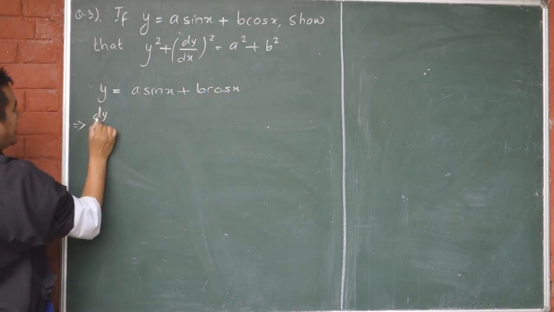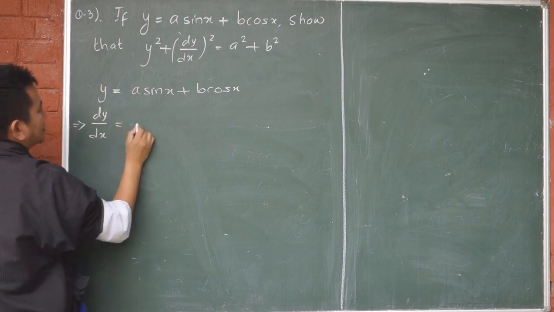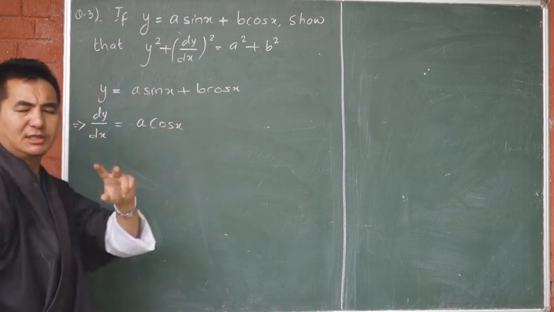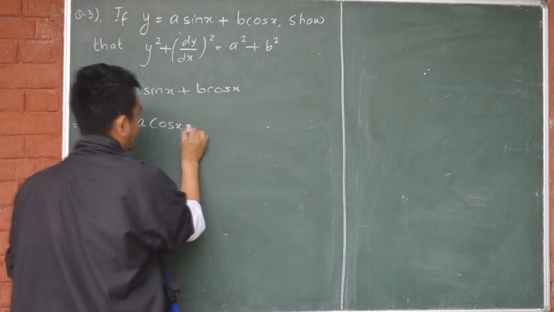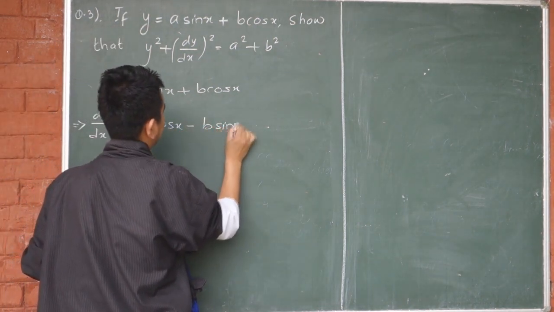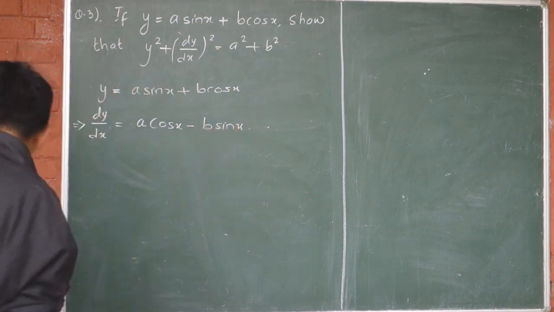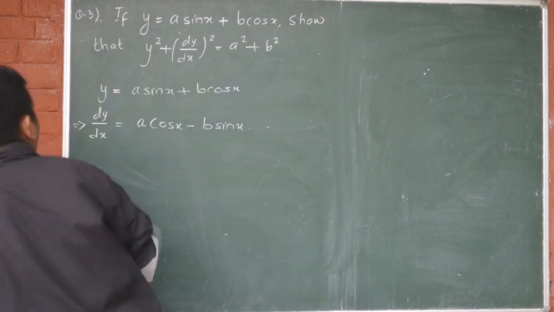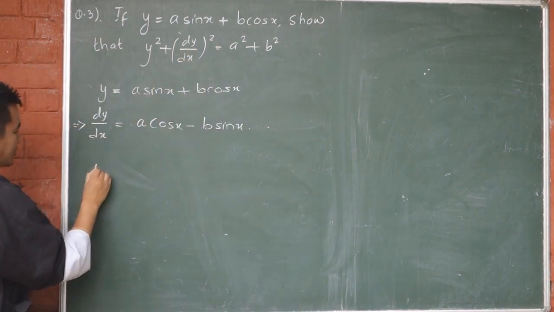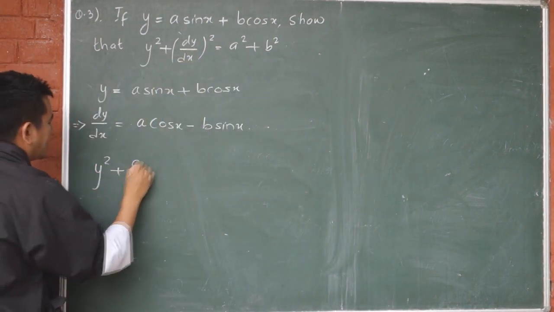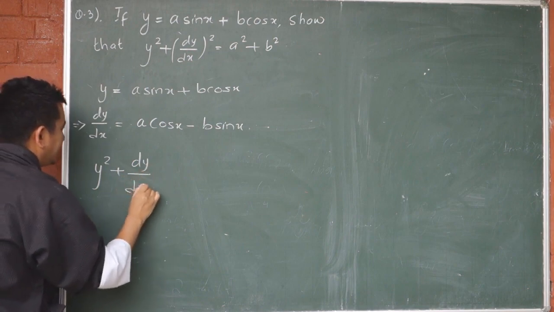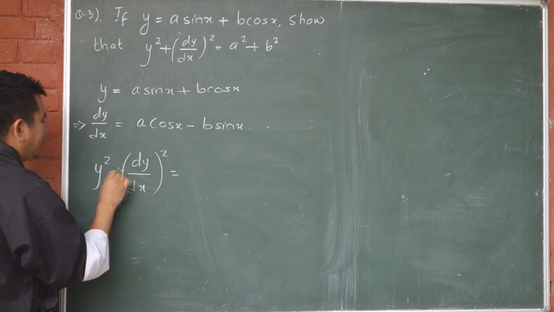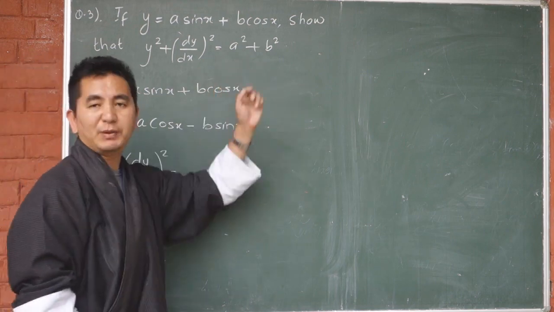That implies dy by dx is equal to a times the differentiation of sin x, which is cos x. What's the differentiation of cos x? It is negative sin x. So I can write negative b sin x. Is that okay? So now, what is y square plus dy by dx whole square? You need to prove that it is equivalent to a square plus b square.